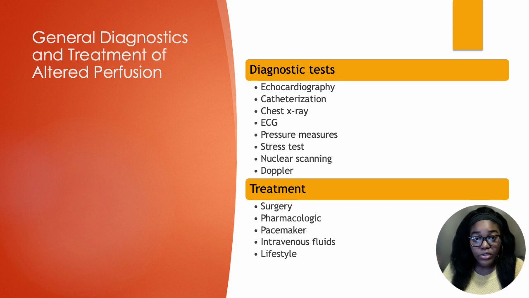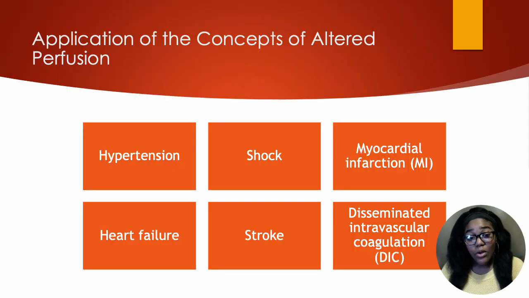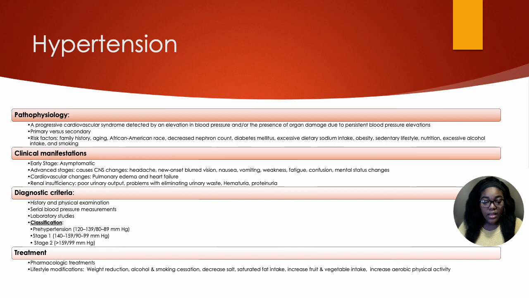with cardiac perfusion. So here are our clinical models as it relates to altered perfusion. We'll look at hypertension, shock, myocardial infarction, heart failure, stroke, and disseminated intravascular coagulation. So let's discuss hypertension first. And this is basically high blood pressures.